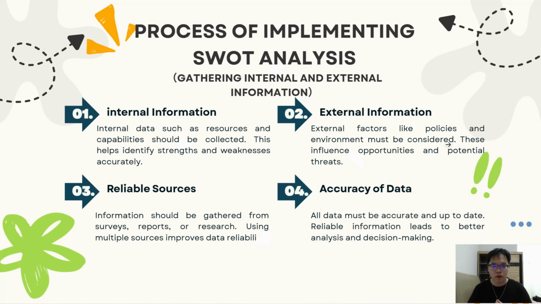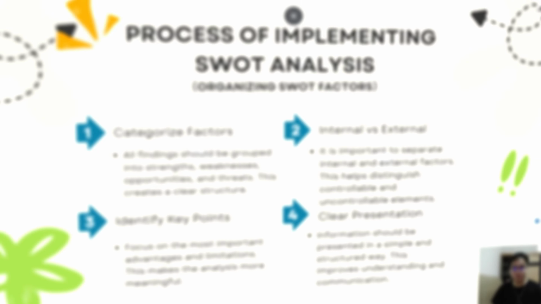Another important point is using reliable and updated sources. Information from surveys, reports, customer feedback, and research can make the analysis more accurate and useful. So, overall, getting the internal and external information is very important because it helps improve decision making and make the SWOT analysis more effective.